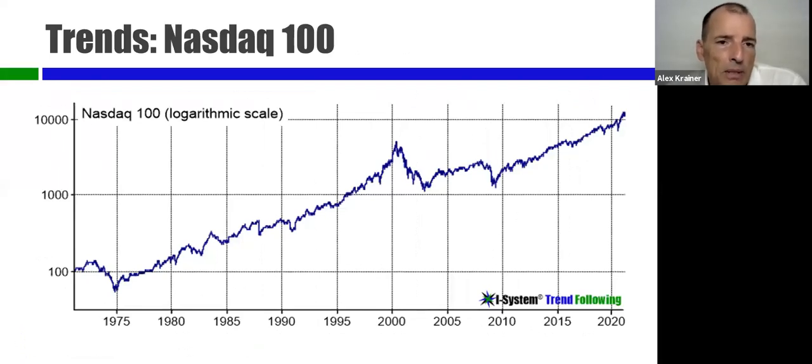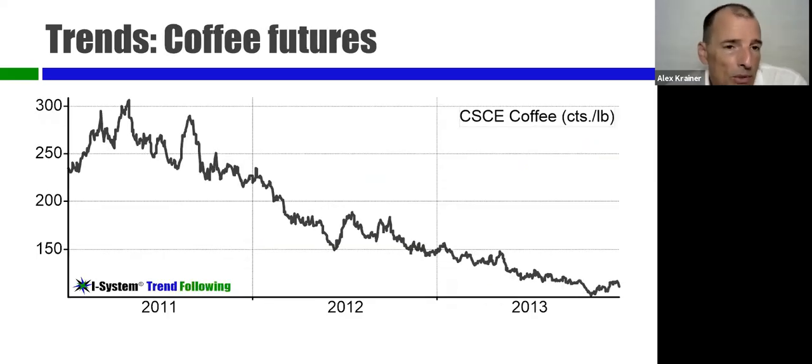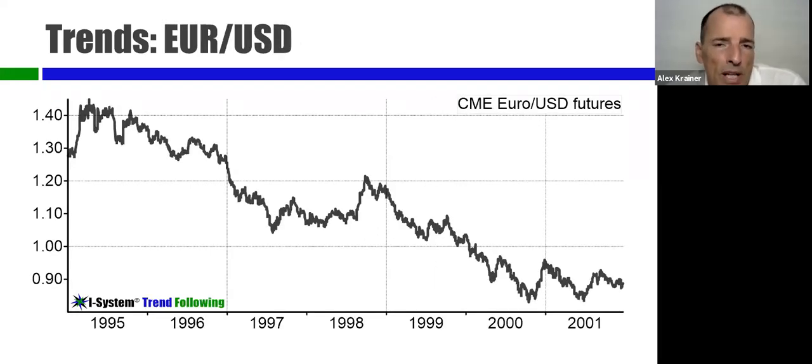Then here you have a 50-year chart of NASDAQ, which has included some major corrections and bear markets in between. But basically what you have here is a 100-fold increase over a 50-year period, most of which is showing a long uptrend. Trends go down as well. So here you have the price of coffee. There's a 3-year downtrend looking almost like a straight line. Equally, the exchange rate of the US dollar and euro between 1995 and 2004.